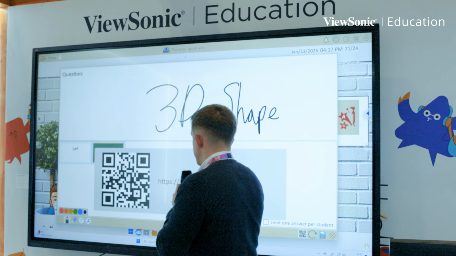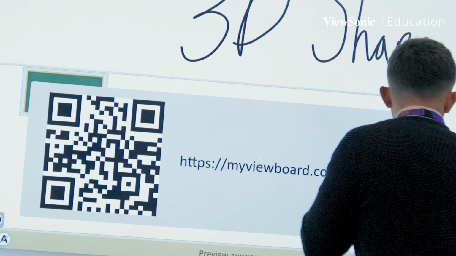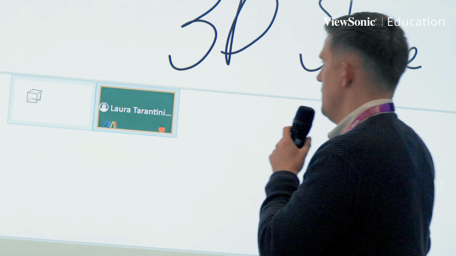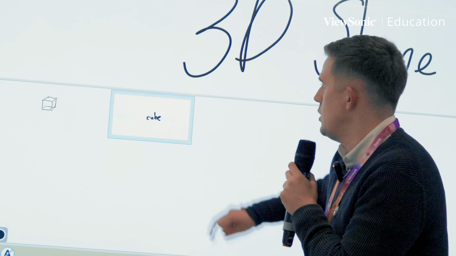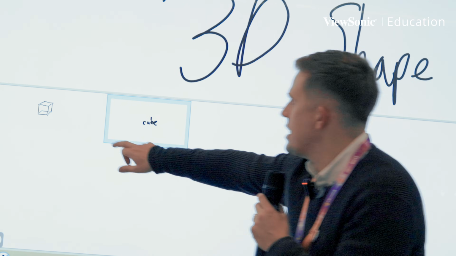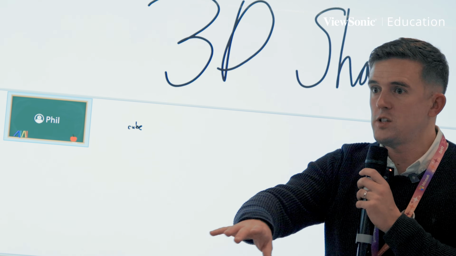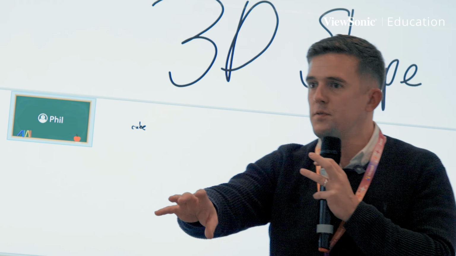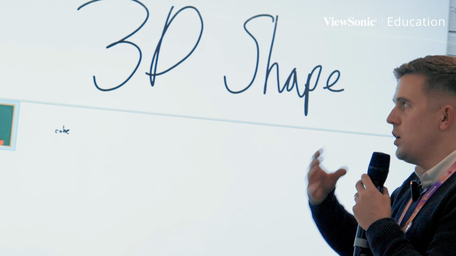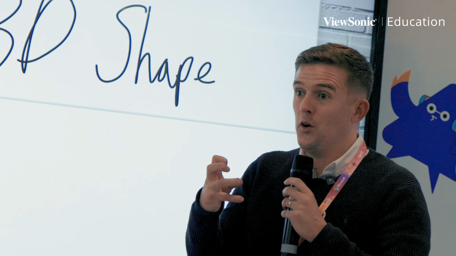There's also the ability, I'll tap into here. Phil's got one. Phil's got a cube. Laura's got one. Okay, Laura, how are we getting on? Cube, perfect. Oh, you've actually got the same answer as Phil. So maybe you can talk about some of the different properties of 3D shapes there too. And you can see that all of a sudden that connectivity that I talked about before is great.